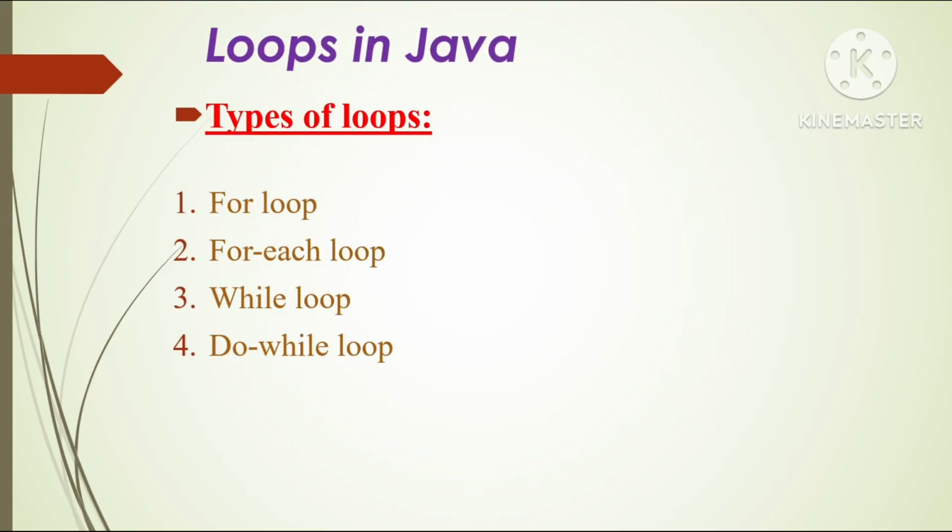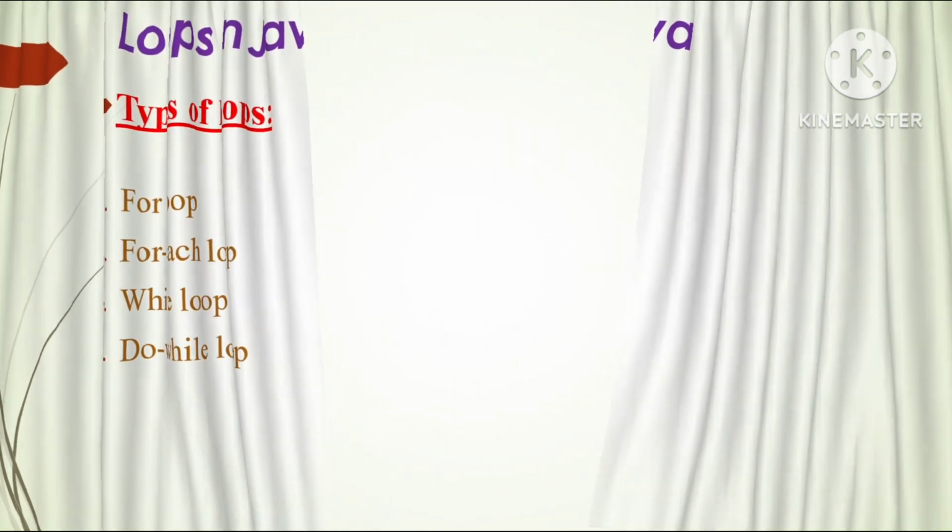There are 4 types of loops in Java. Till now we studied only 3 types of loops, that are for loop, for each loop and while loop. One type of loop is still remaining. So we will study do while loop in next video.